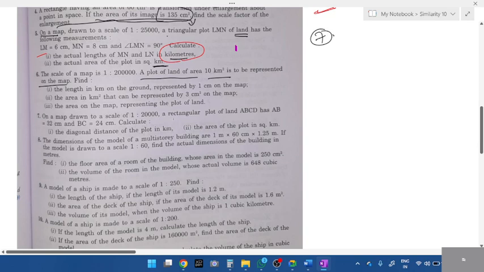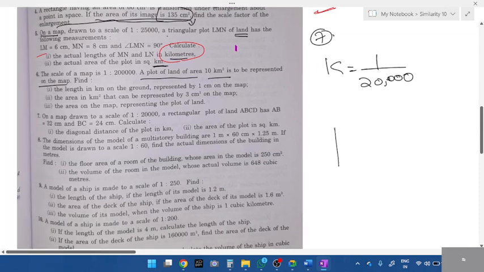What object is given in the seventh question? Is it a triangle or a rectangle? Seventh one, rectangle is given. On a map drawn to a scale, k value is equal to 1 by 20,000. A rectangular plot of land ABCD. So this is land, students. Is it in centimeter or kilometers? Respond all of you. What kind of object is it, on the map or on the ground? You've said on the map.